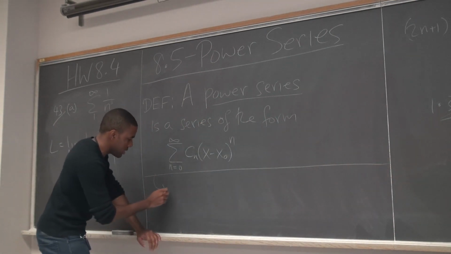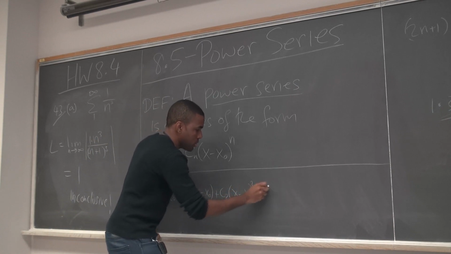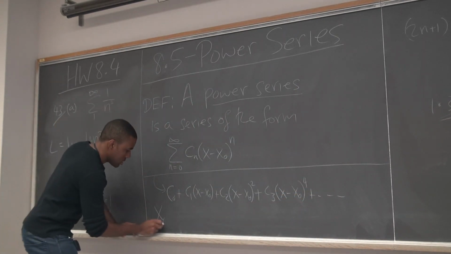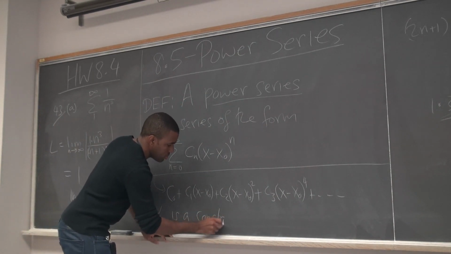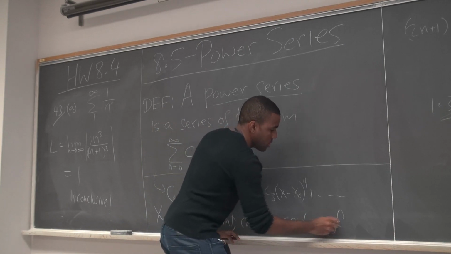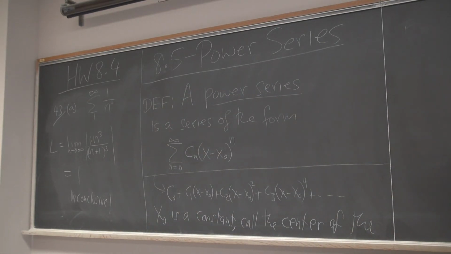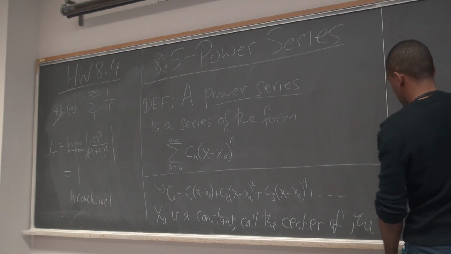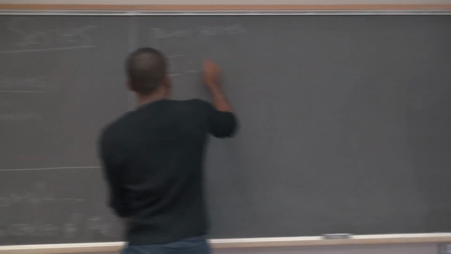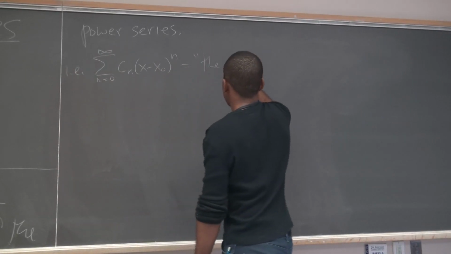Basically, if I write this guy out, what he looks like is C0 plus C1 (x minus x naught) plus C2 (x minus x naught) squared plus C3 (x minus x naught) to the third, and so on and so forth. I'm just increasing a polynomial. My x naught is a constant, which I'm going to call the center of the power series. Just like how it'll be the coordinates of the center of a circle, similar to that. I can call this guy the sum of Cn (x minus x naught) to the n, n goes from 0 to infinity. The power series centered at x naught.